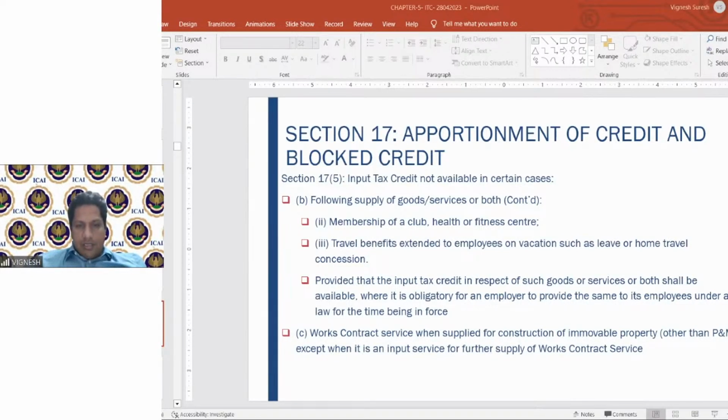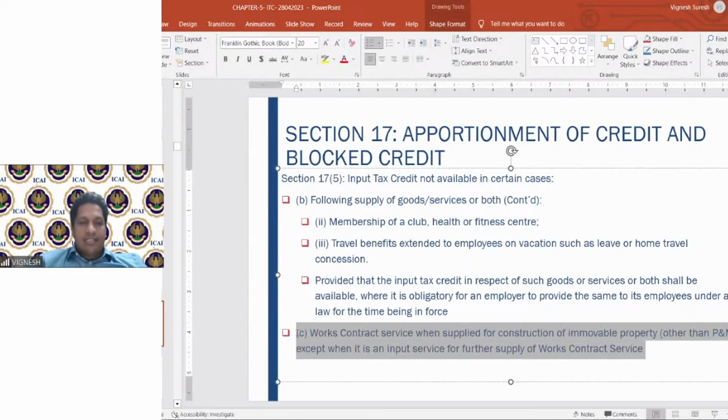Shah and Constructions procured cement, paint, iron rods and services of architects and interior designers for construction of a commercial complex for one of its clients. So cement, paint, iron rods and services of architects, they come under works contract service only. Once he procures that as a works contract service, he is using it for construction of a commercial complex for one of its clients. So he's procuring the works contract services and he is using it for further supply of works contract service. Using for further supply of works contract service, that pretty much comes in 17.5C.